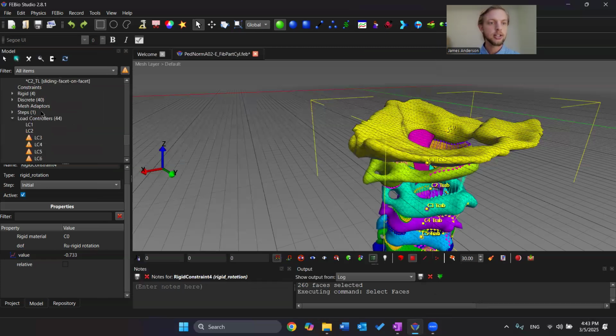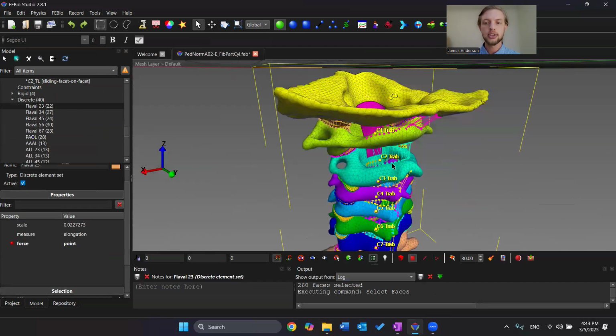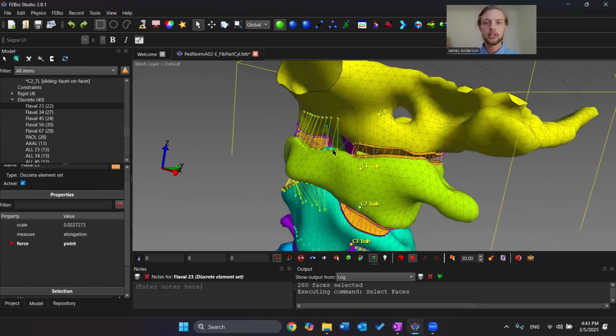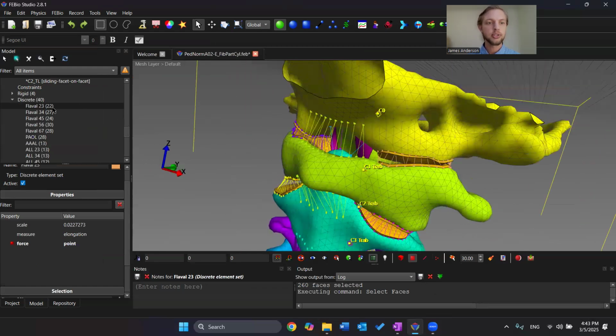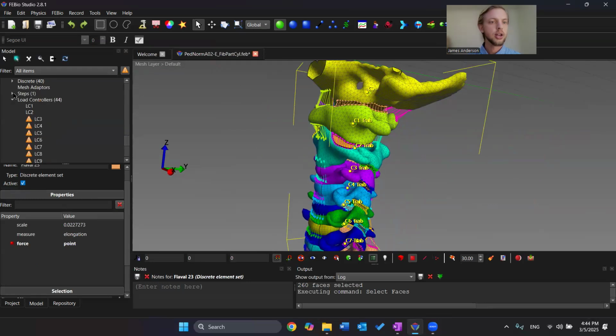All right, there's that. Discrete. So we have 40 discrete definitions, and that defines the spring elements that make up different ligaments. So flaval, between different joints. You can look up what all of these are. Their abbreviations are pretty straightforward once you know what they are.